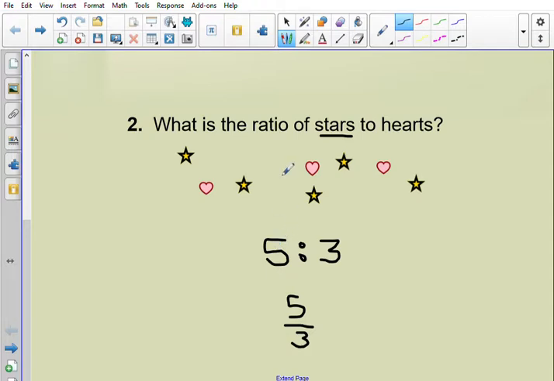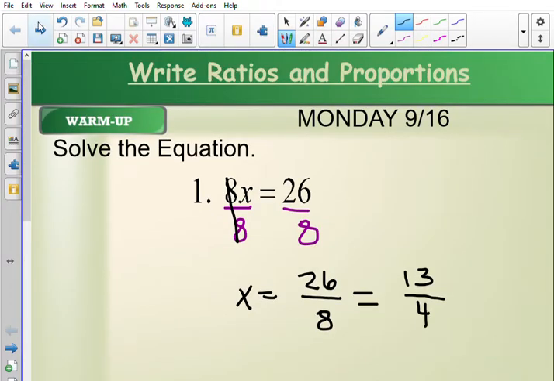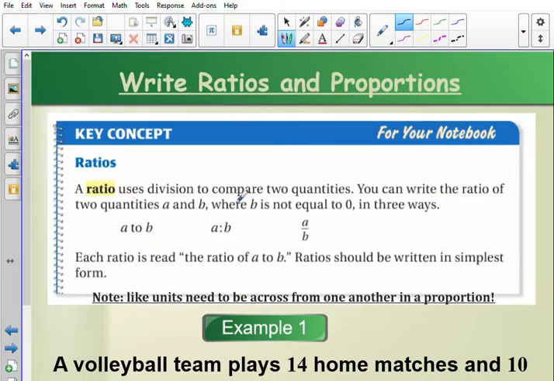So what is a ratio? Hopefully we came up with one of these. We are going to look at ratios and proportions today. So first, you don't need to write this down. You're paying attention. A ratio uses division to compare two quantities. You can write ratios of two quantities A and B, where B is not equal to 0, in 3 ways. The first is using the word to, so you could use A to B. The second is the colon, and we just talked about that one on the previous slide.